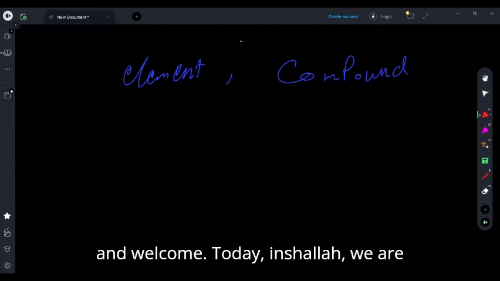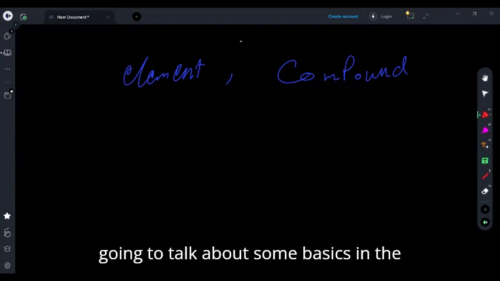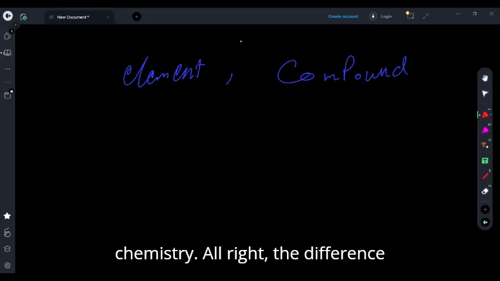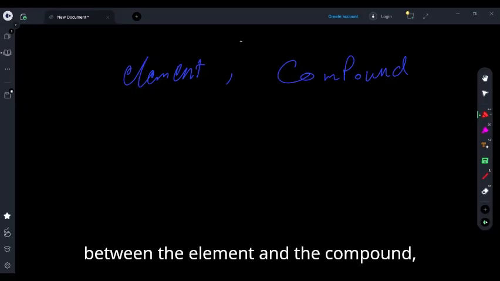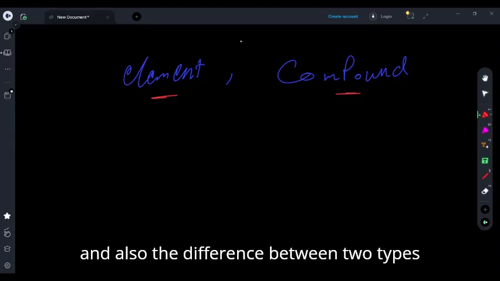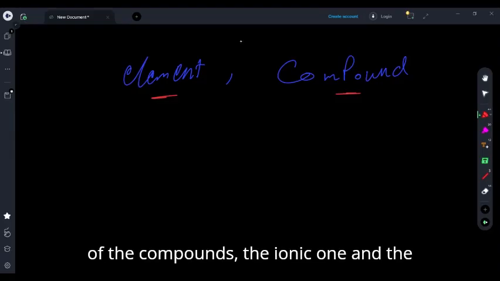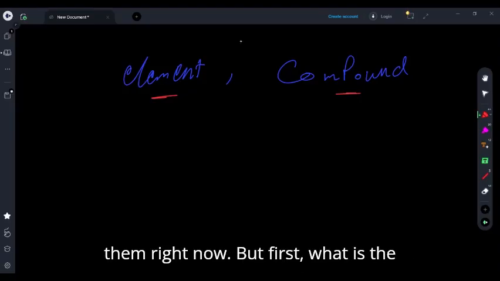Hello and welcome. Today, inshallah, we are going to talk about some basics in chemistry: the difference between the element and the compound, and also the difference between two types of compounds, the ionic one and the covalent one. We are going to talk about them right now.